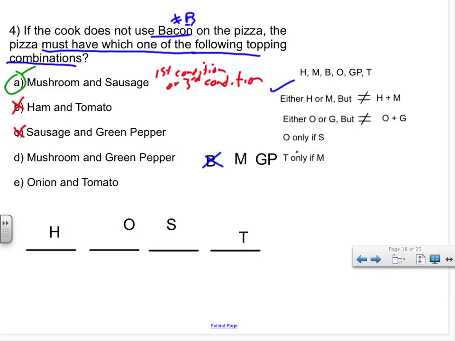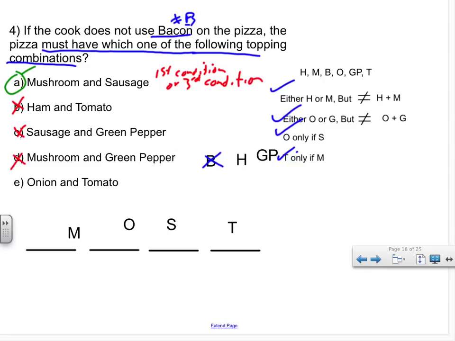We got H, we got O, we've got O with S, T, then there's no M. So let's swap out T with GP, and that breaks the second condition. Let's try leaving the green pepper and putting the ham up with it. And I know that most works from prior questions. Now T and M work together, and I can eliminate D.